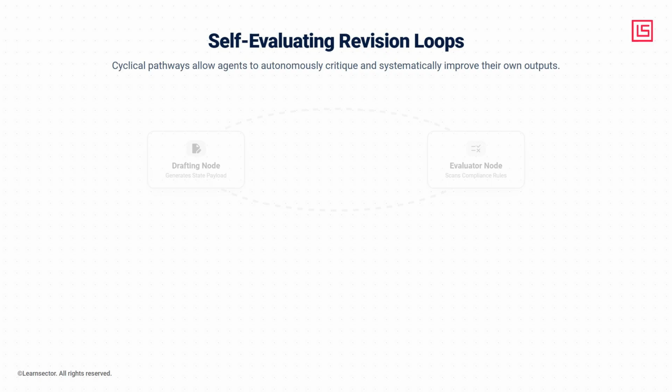The ultimate expression of these components working together is the creation of self-evaluating revision loops. Here, cyclical pathways allow agents to autonomously critique and systematically improve their own outputs. By routing a conditional edge back to a previous node based on a specific evaluation, you create a powerful iterative loop. Picture an orchestration designed to draft legal contracts.